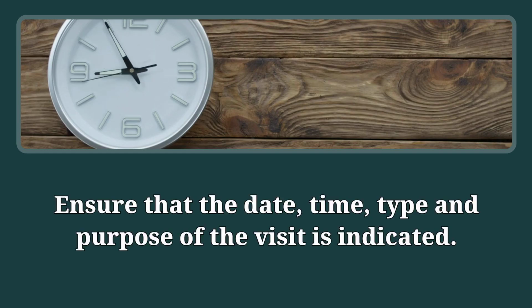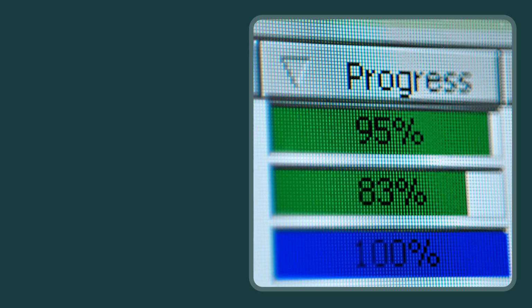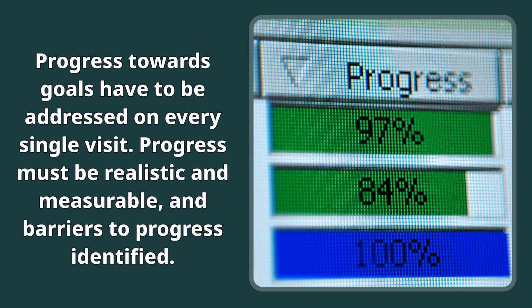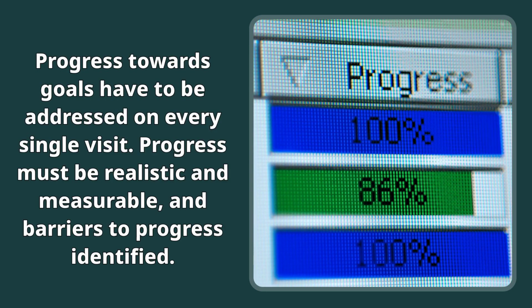Ensure that the date, time, type, and purpose of the visit is indicated and the amount of time for the visit falls within the minimum allowed allocated time for the type of visit. Progress towards goals have to be addressed on every single visit. Progress must be realistic and measurable, and barriers to progress identified.